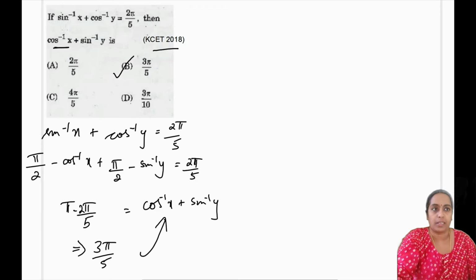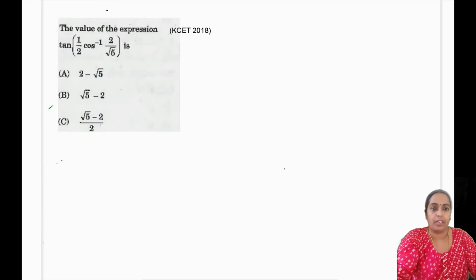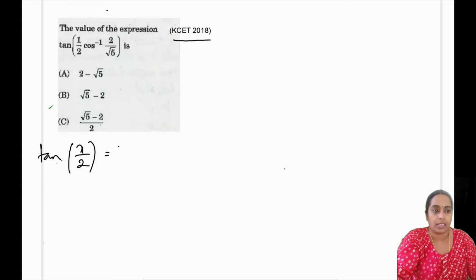Moving on to question number 7. The value of the expression tan of half cos inverse 2 by root 5. So this is in KCT question paper 2018. So here we need to remember the half angle formulas. Tan of x by 2 will be 1 minus cos x by sin x. So here your x is going to be cos inverse 2 by root 5.